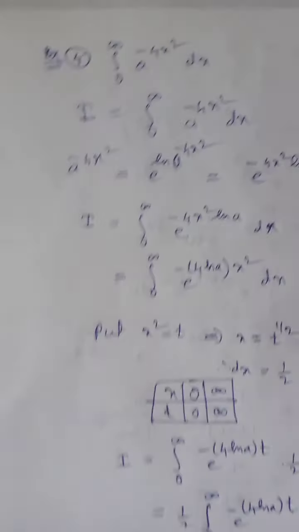So substitute x to the power 4 is equal to t simply. Which implies x is equal to t to the power 1 by 4, taking fourth root on both sides. Therefore, dx is 1 by 4 into t to the power 1 by 4 minus 1, that is minus 3 by 4, into dt. So see the limits.